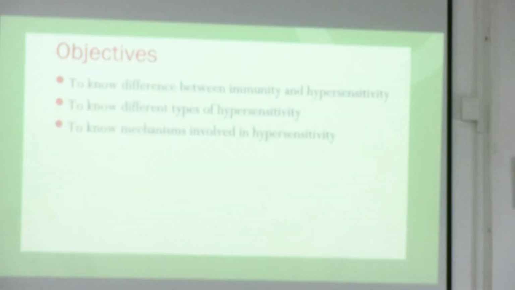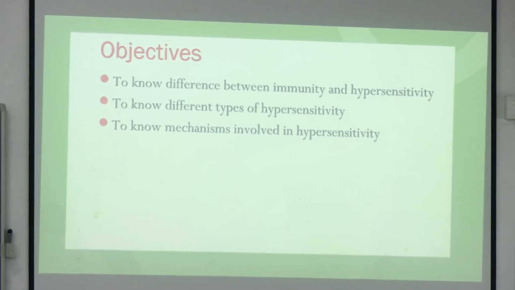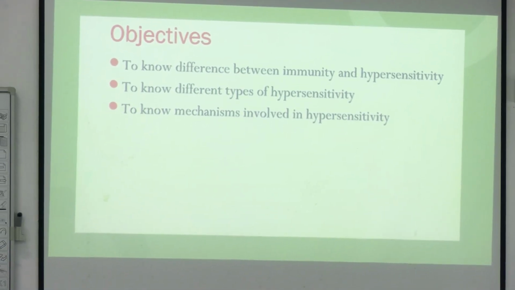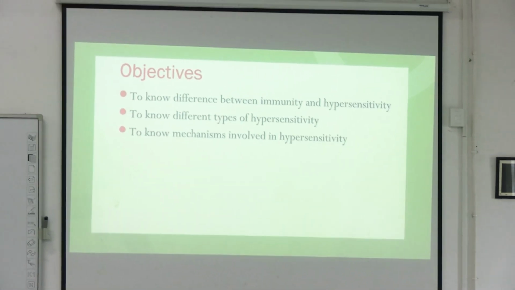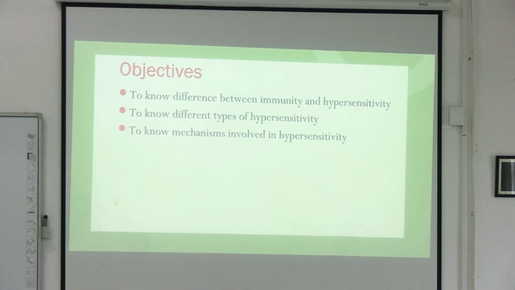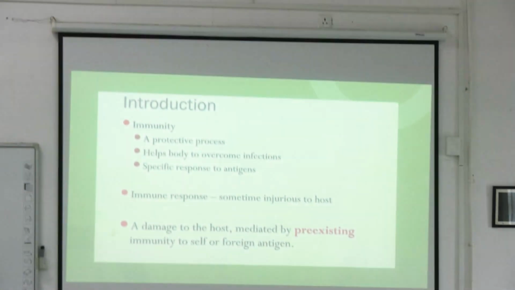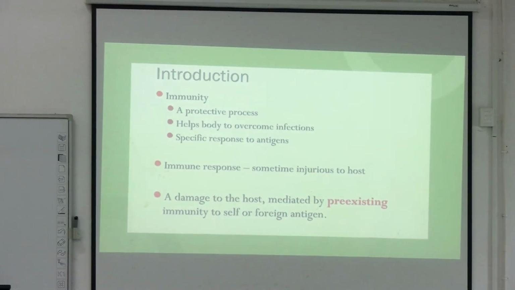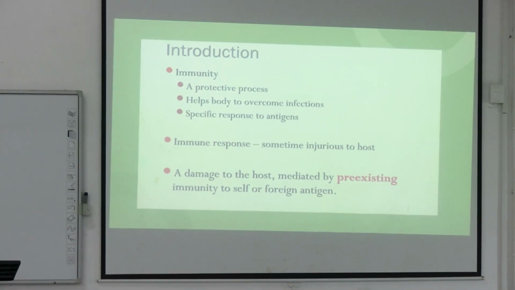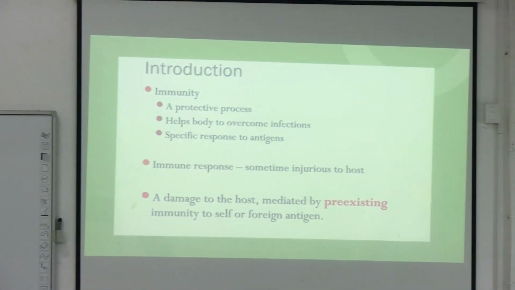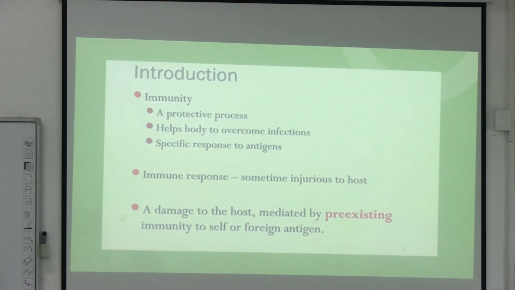So now starting. Our objectives today are to know the difference between immunity and hypersensitivity, to know the different types of hypersensitivity, and to know the mechanisms involved in hypersensitivity with examples. So, introduction: what is immunity? Immunity is a protective process, helps the body to overcome infection, with specific responses to antigens.